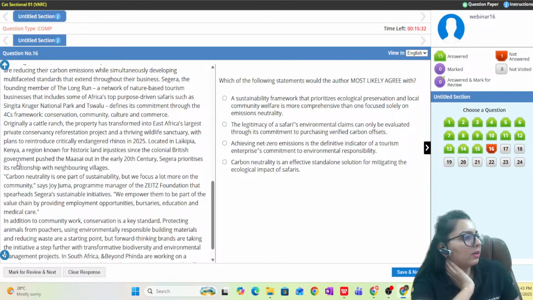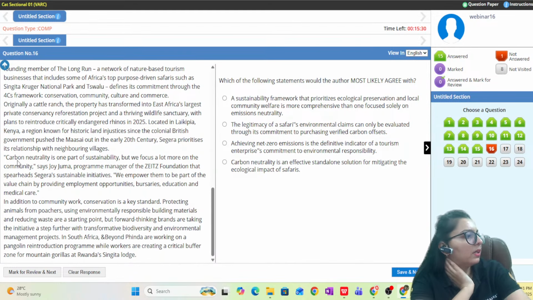Located in Laikipia, Kenya, the region is known for historic land injustices since the colonial British government pushed the Maasai out in the early 20s. These prioritize relationships with the neighboring villages. Carbon neutrality is one part of sustainability, but we focus a lot more on the community, says Joy, program manager. Okay, of sustainable initiatives, we empower them to be a part of the value chain by providing employment opportunities, bursaries, education, medical care. In addition to community work, conservation is a standard key.